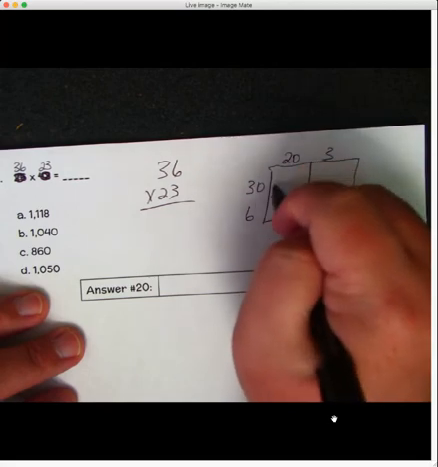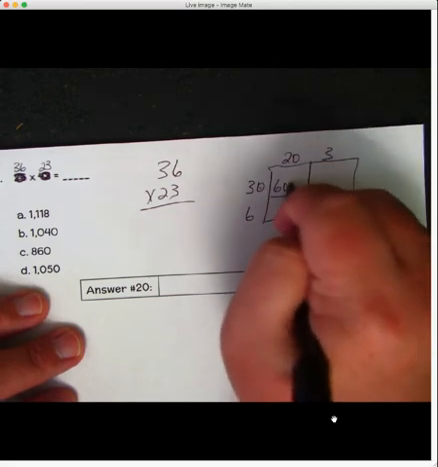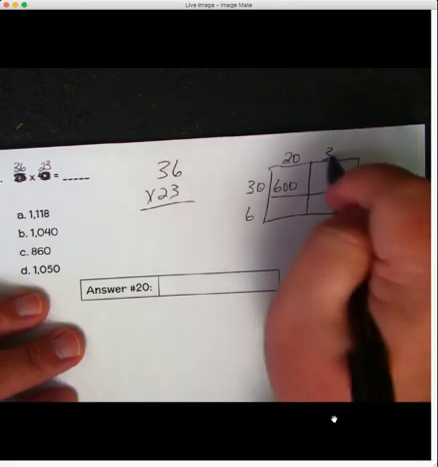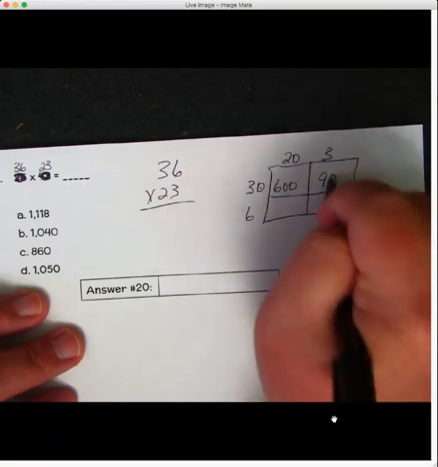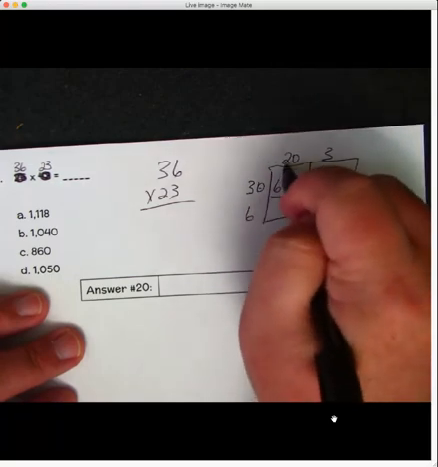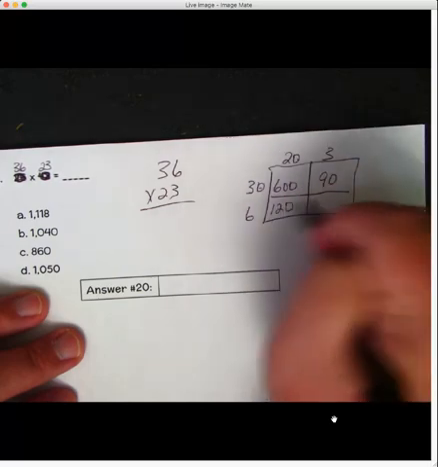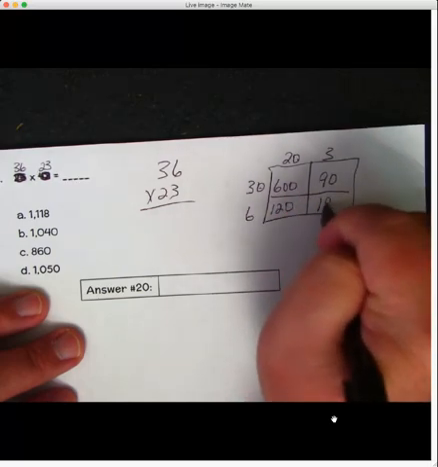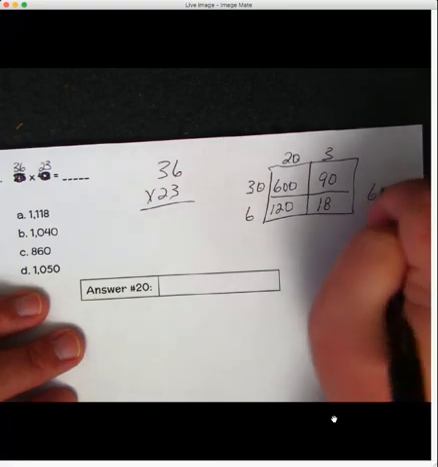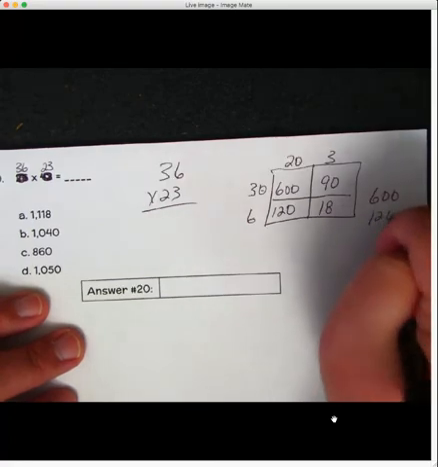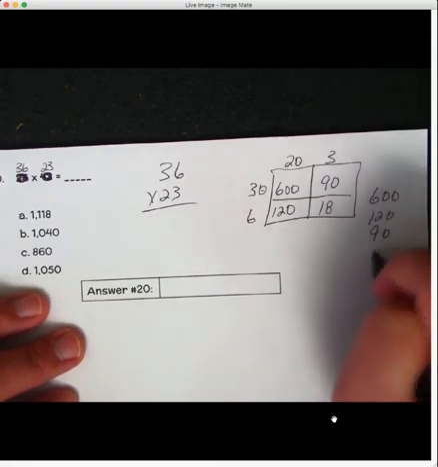3 times 2 is 6. Add my 2 zeros. 30 times 3 is 90. 6 times 20. 6 times 2 is 12. Add my 0. And 6 times 3 is 18. Then I've got to add all these up. 600 plus 120 plus 90 plus 18.